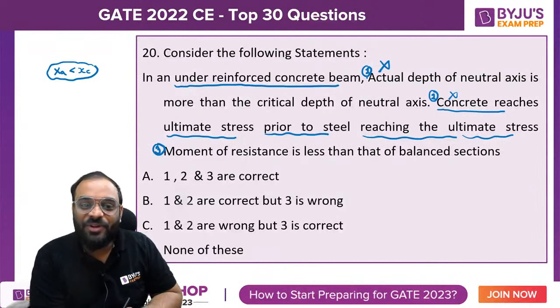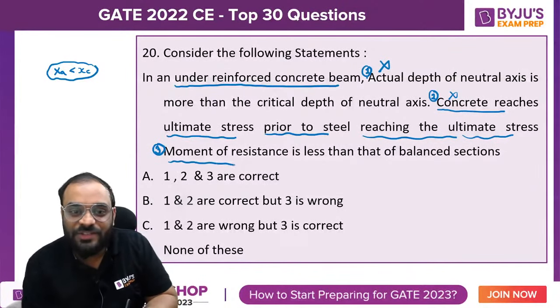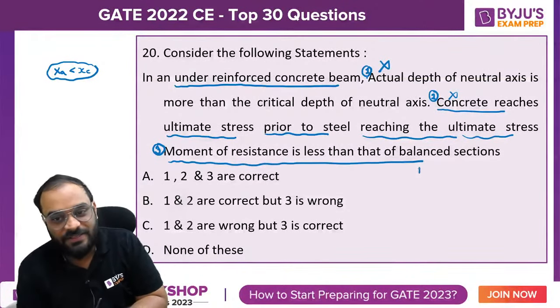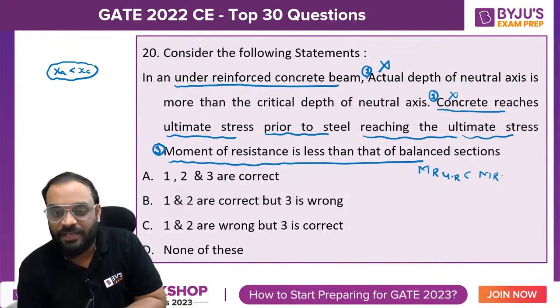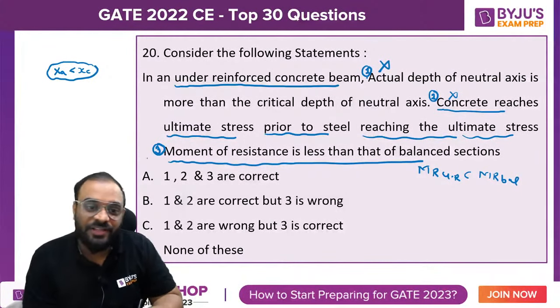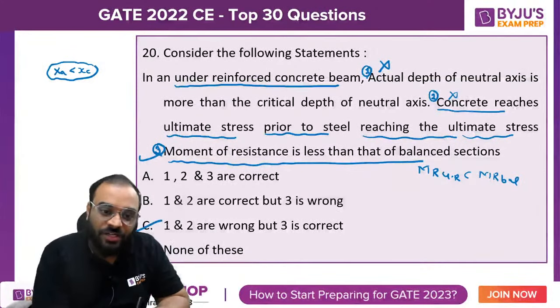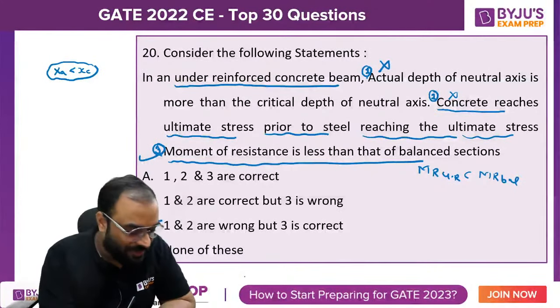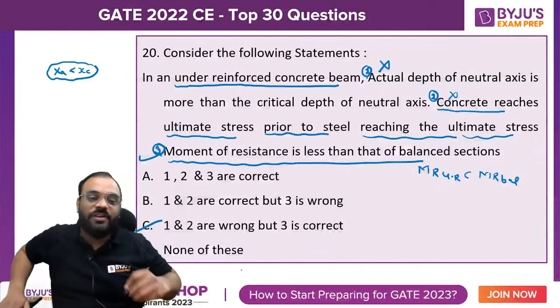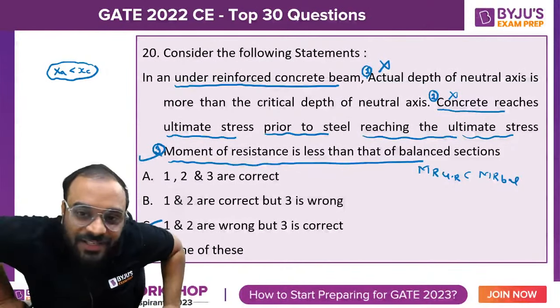Right? Now, if we talk about the third one, the moment of resistance is less than the balance section. Yes. MR for under reinforced section is less than MR for balance section. So the first statement is correct. Which student gave the answer? C. Okay. 1 and 2 are wrong, but 3 is correct. Right? 1 and 2 are wrong, but 3 is correct.